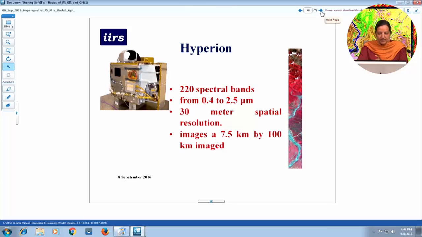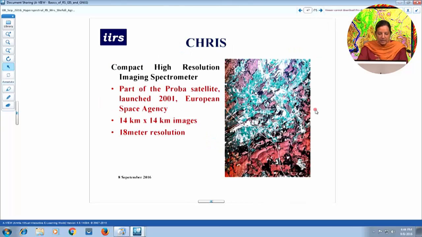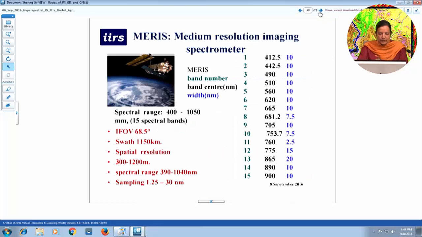So these are the further specs or images from the Hyperion sensor. This is the Hyperion sensor. This is a CRIS PROBA image, which gives you a variable spatial resolution of 18 and 36.